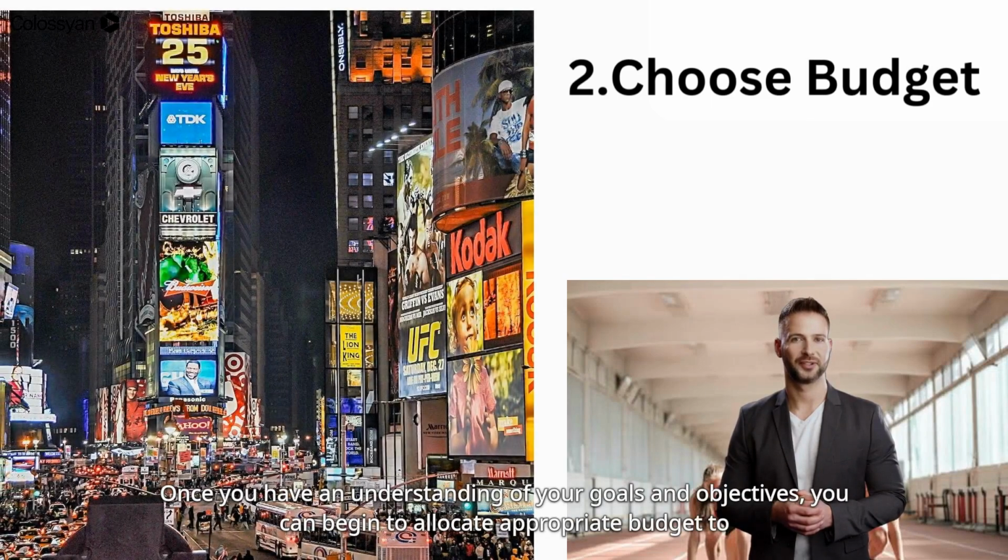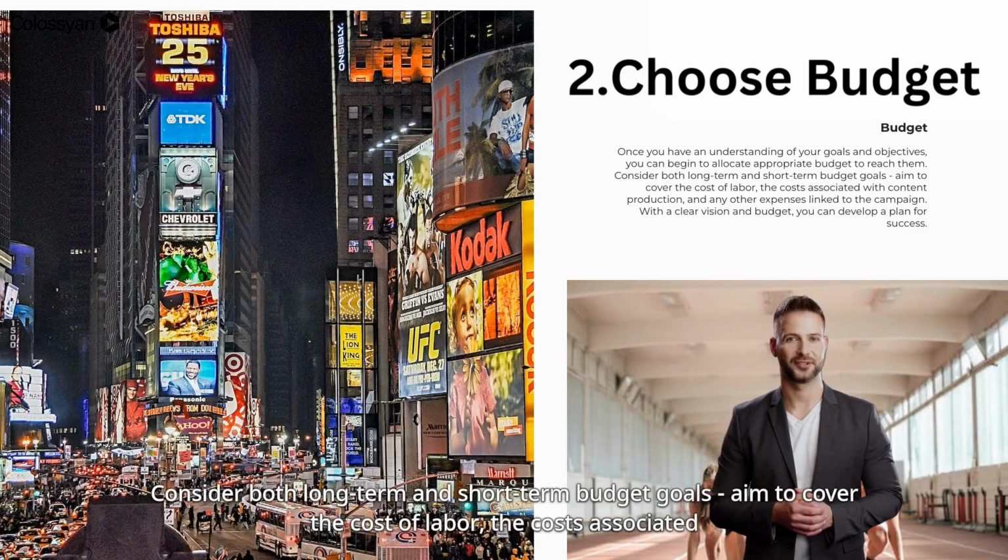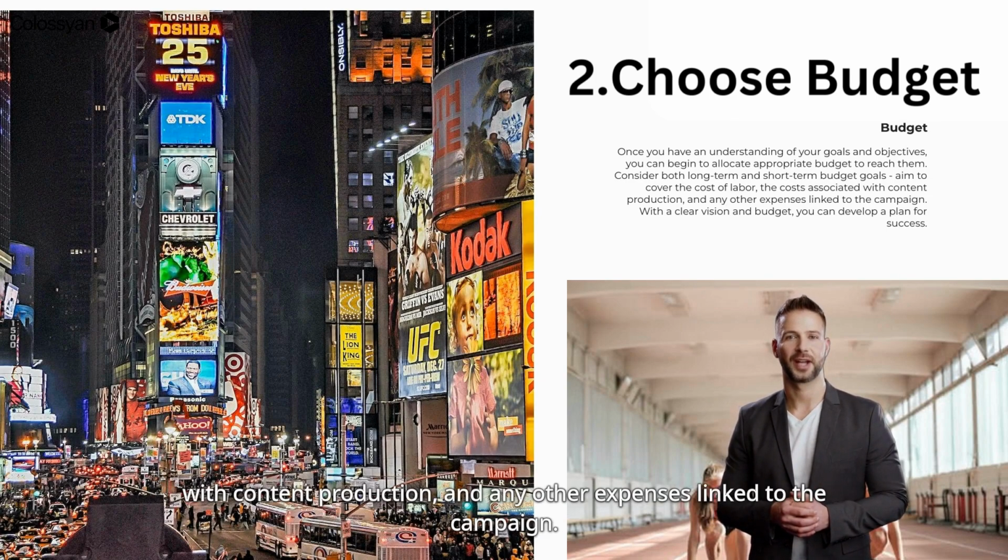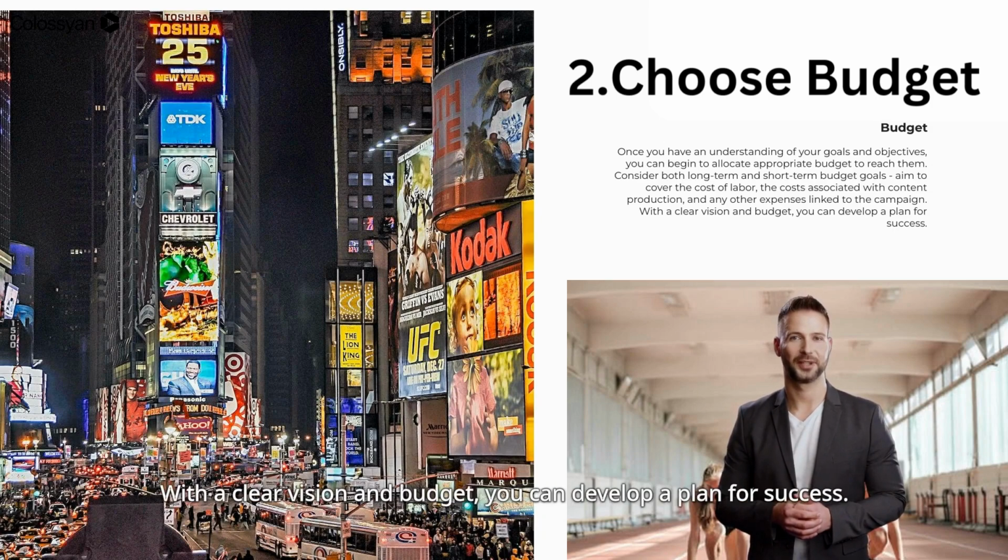Once you have an understanding of your goals and objectives, you can begin to allocate appropriate budget to reach them. Consider both long-term and short-term budget goals. Aim to cover the cost of labor, the costs associated with content production, and any other expenses linked to the campaign. With a clear vision and budget, you can develop a plan for success.